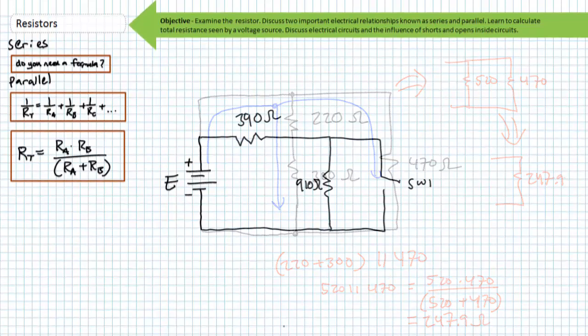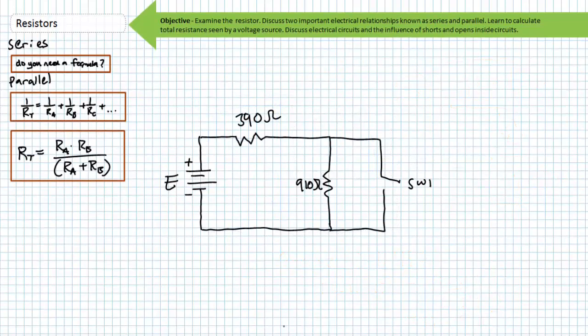Consider this configuration of a 390 ohm resistor, a 910 ohm resistor, and a switch. In the case of an open switch, there is a perfect series relationship between our 390 and our 910 ohm resistor because there is no way current can travel through an open switch.